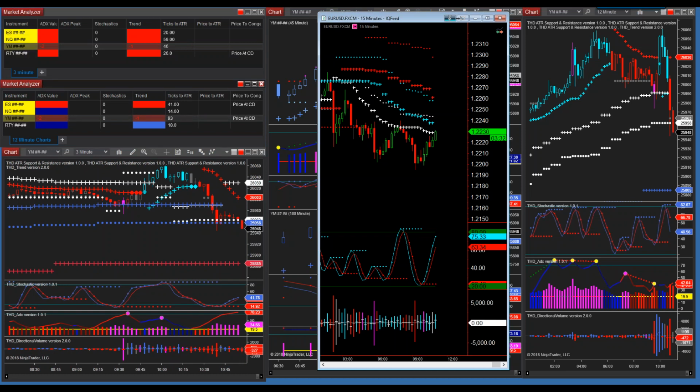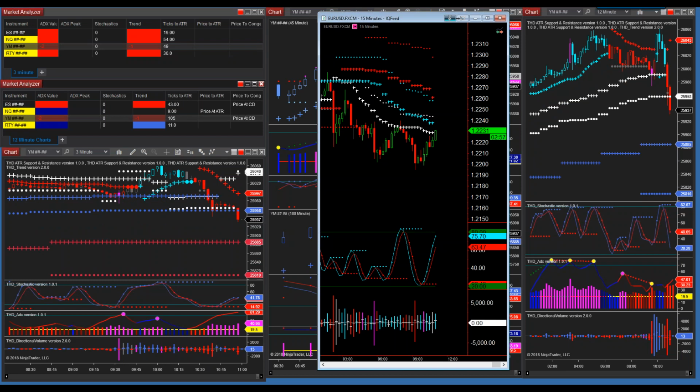And I have mine set generally on the 3-minute. If it comes within 5 ticks of that ATR, it's showing me an alert. On the forex, generally I have it on a 15-minute, so I set it for a 10-pip alert. I just caught myself. That just gives me time to go in and analyze it.